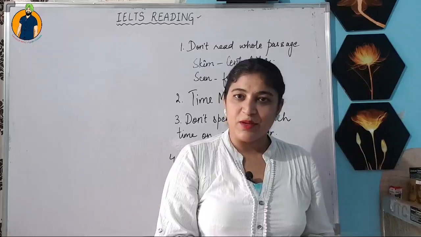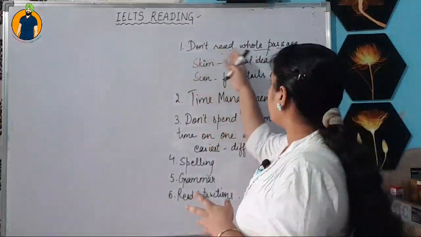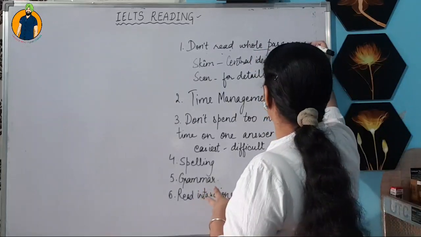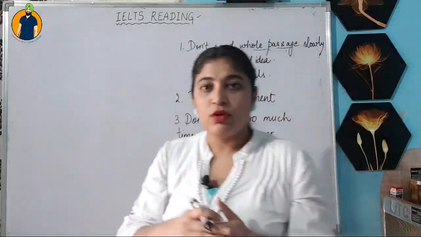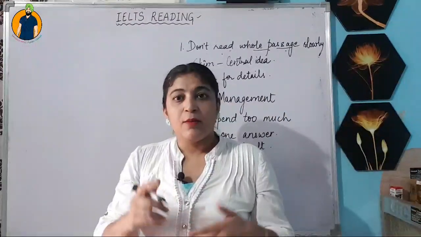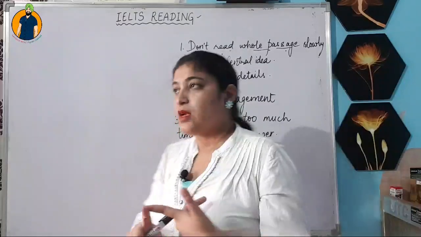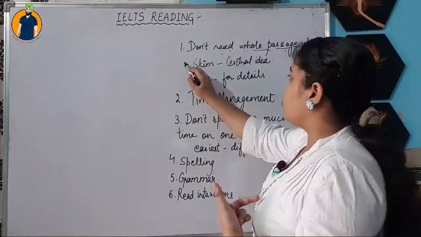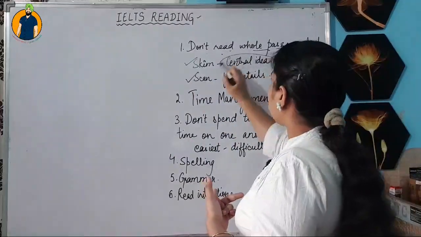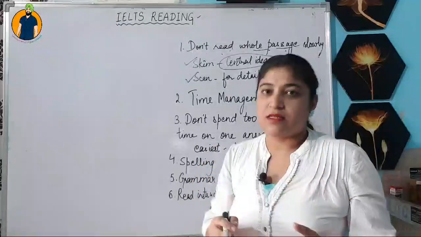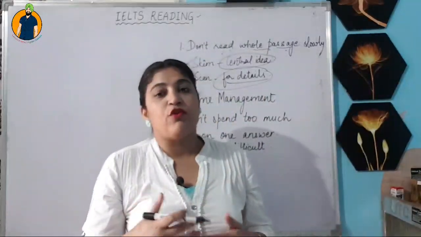Before discussing true, false, not given question types, I am going to tell you some tricks to deal with the IELTS reading module. So the first tip is, don't read the whole passage slowly. You have to read the passage quickly, and don't read the whole passage word to word. What you have to do is skim and scan. We skim the passage to get the central idea of that passage. We scan the passage when we look for the details.